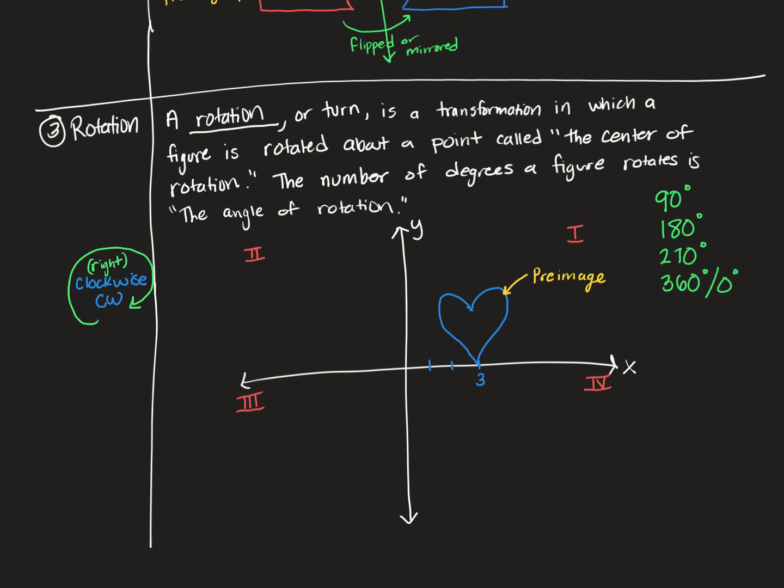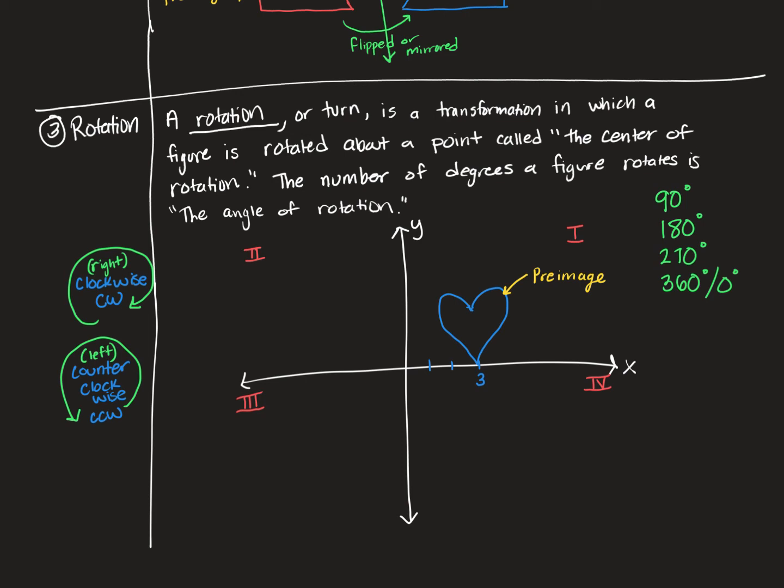And counterclockwise, we're going to abbreviate like this, CCW, counterclockwise. You're going to move to the left in the opposite direction. It's like counter to the direction of the clock. So some students like to say that that's turning to the left. So we have clockwise and counterclockwise.